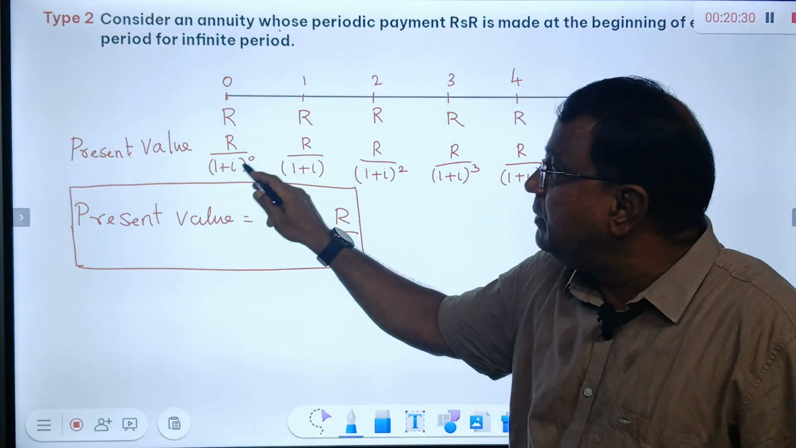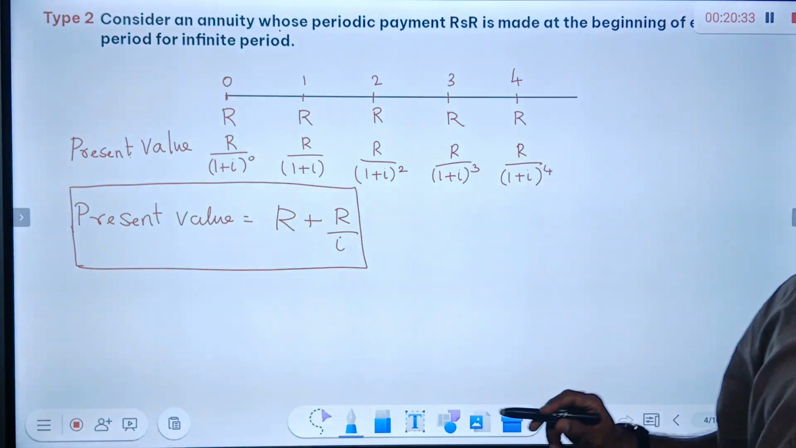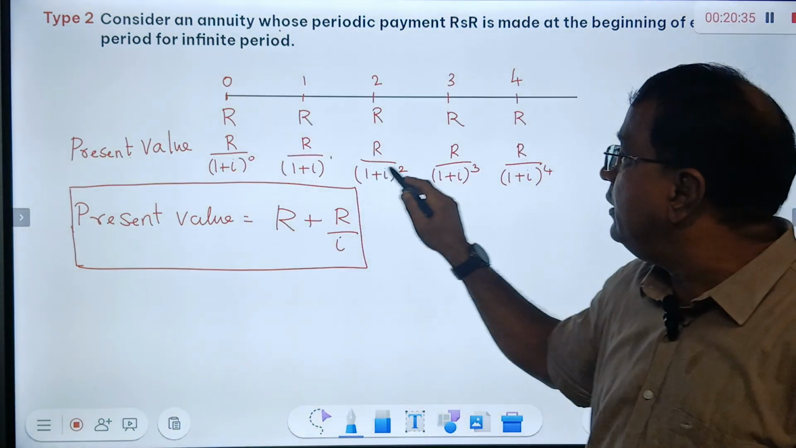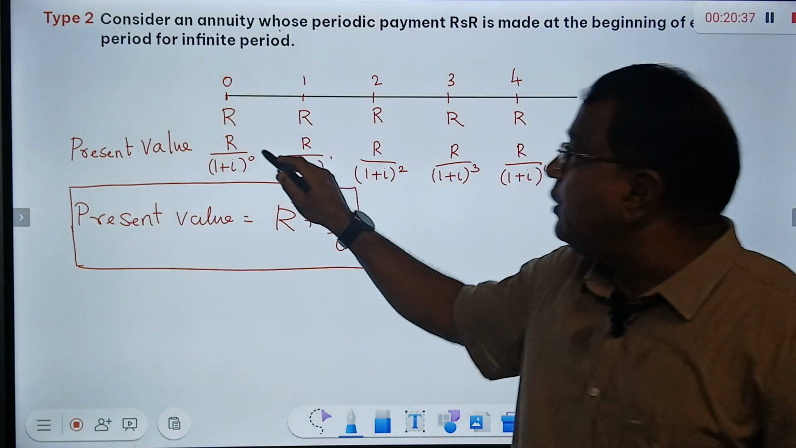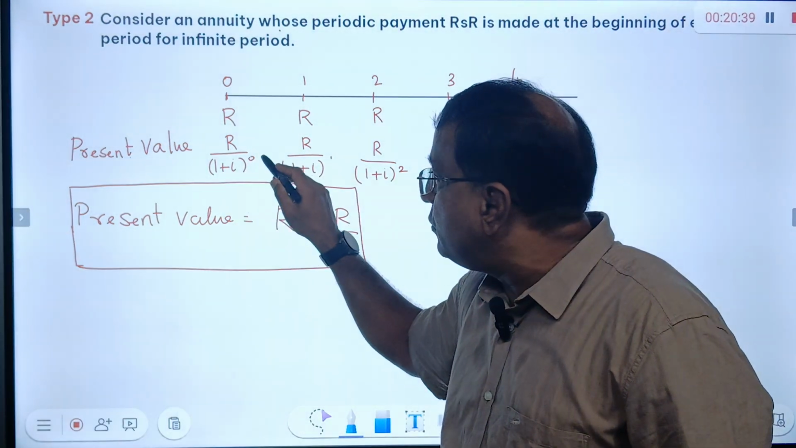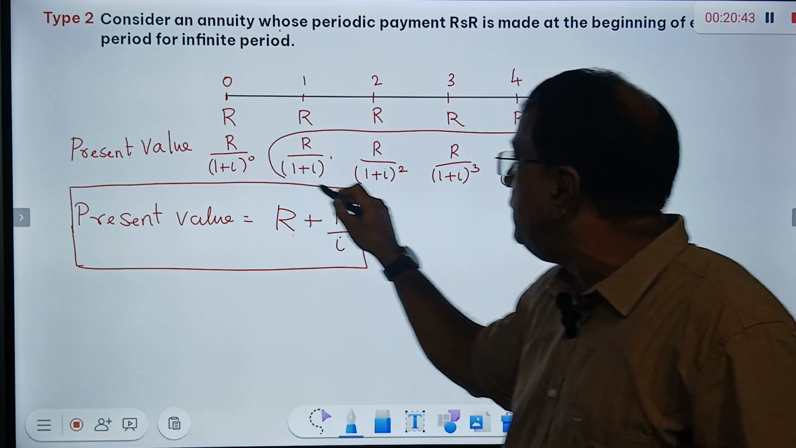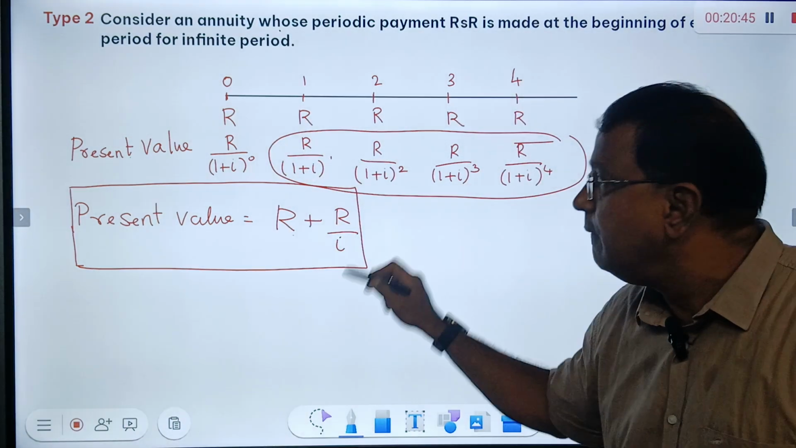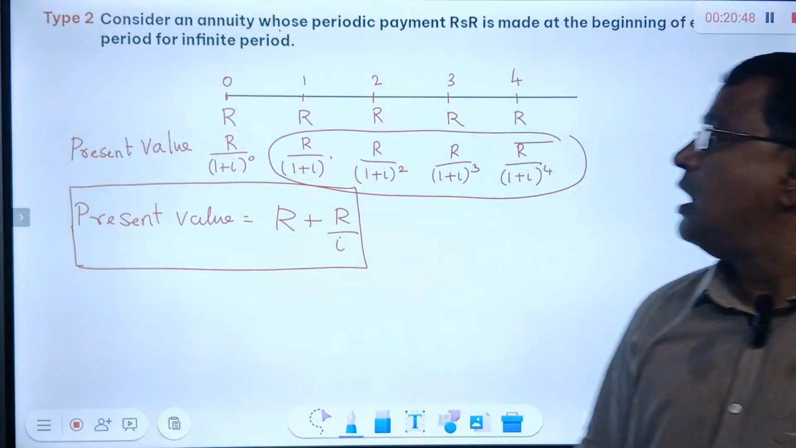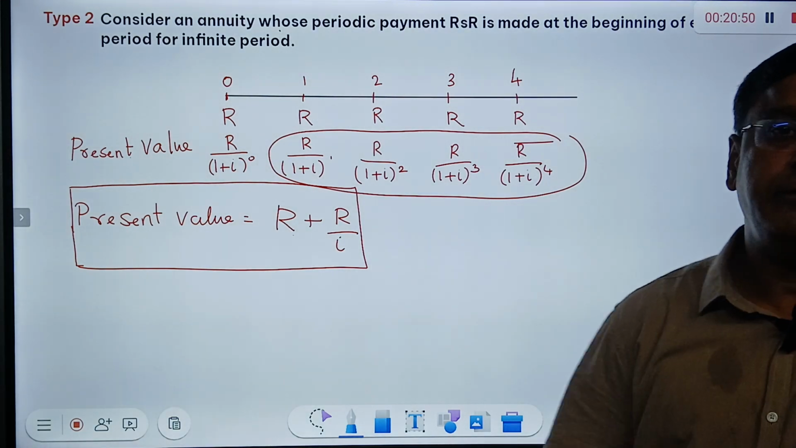Here it is 1 plus i power 0 because it does not begin. n is 0. Here n is 1, n is 2 and so on. If you add all this, you know any number power 0 is 1, so this will be R, plus from the previous derivation, this is R by i. So the present value formula is R plus R by i.